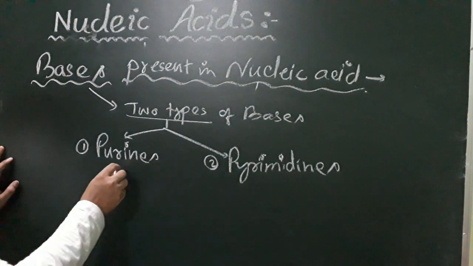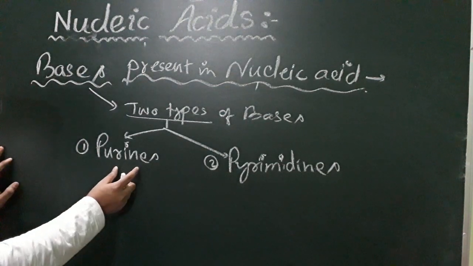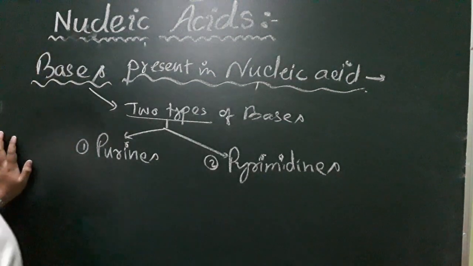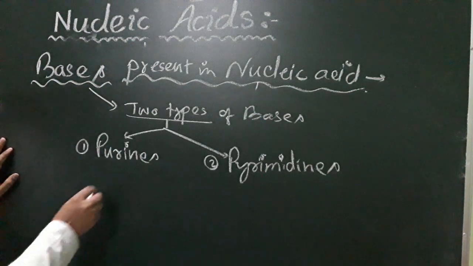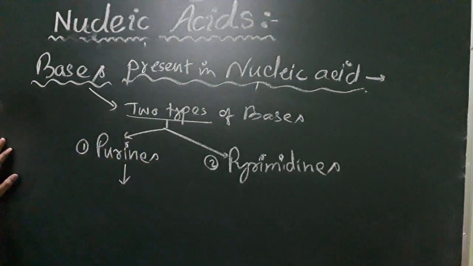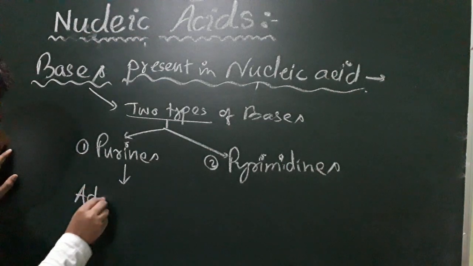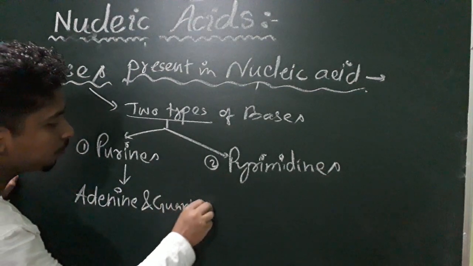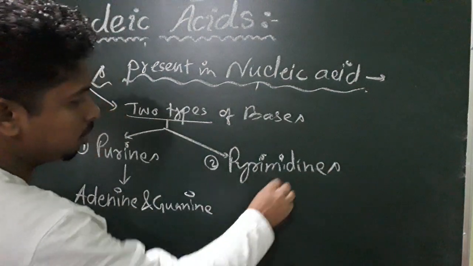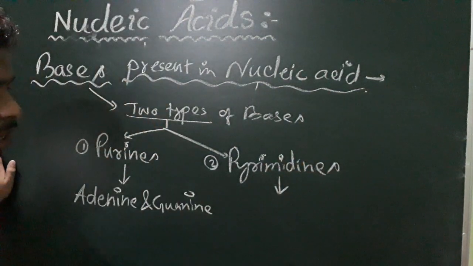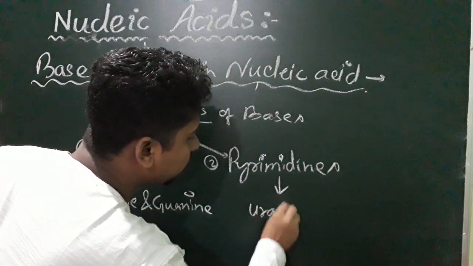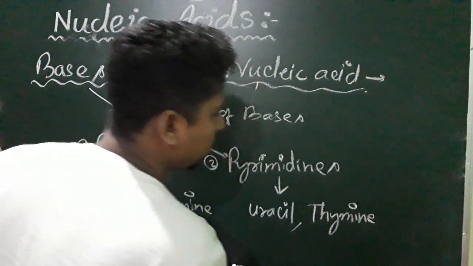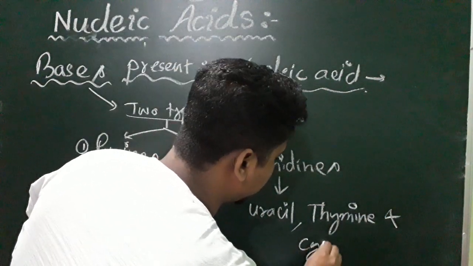These purines are heterobicyclic rings, but these pyrimidines are heteromonocyclic rings. In purine we have two important purines, adenine and guanine. And pyrimidine includes three different types of pyrimidines: one is uracil, another one is thymine, and the last one is cytosine.